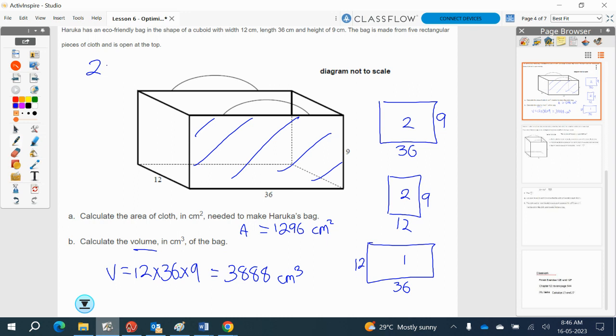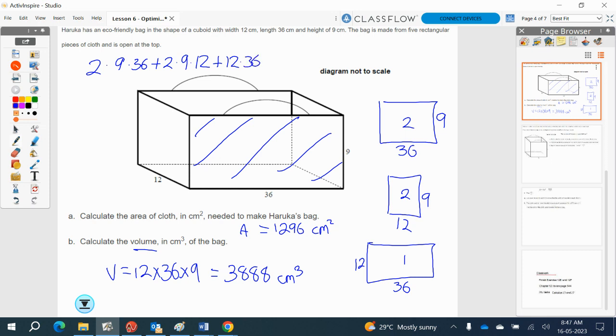So now we've talked about how to calculate the surface area of this cuboid. To calculate the surface area, we've got two lots of the front face, so it's 2 times 9 times 36, plus 2 times 9 times 12, plus one lot of the base, 12 times 36.